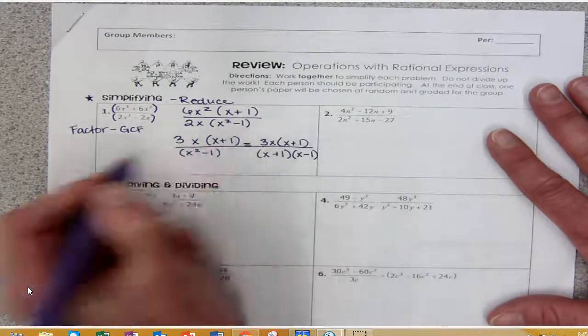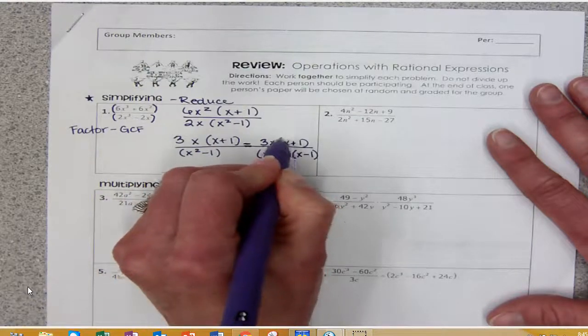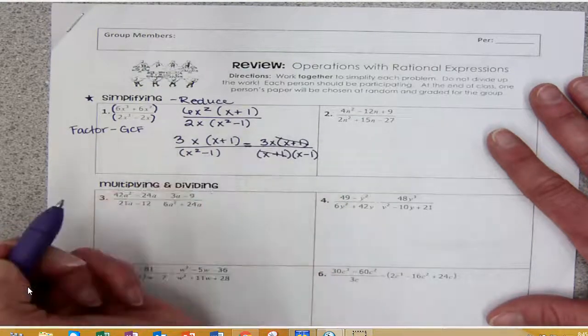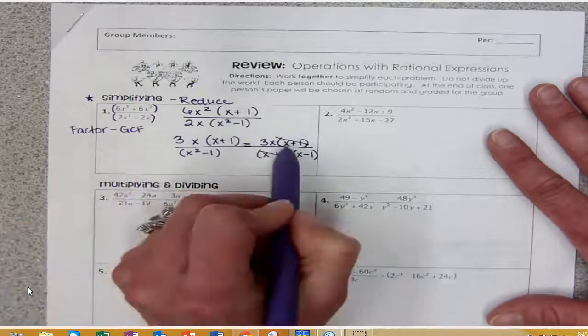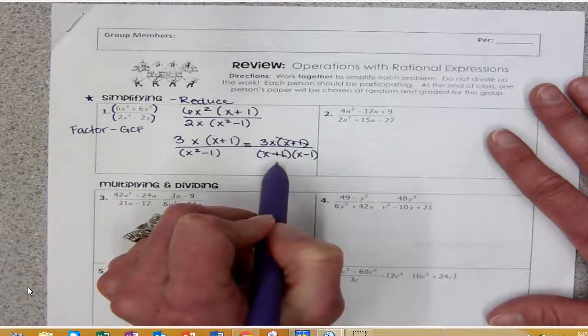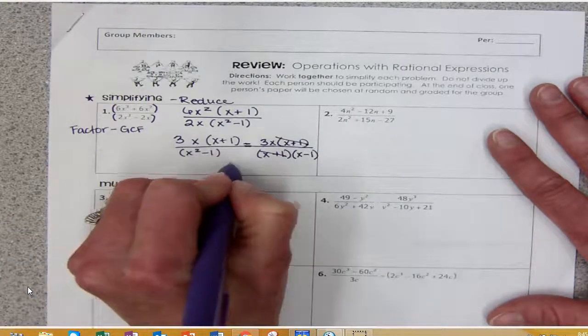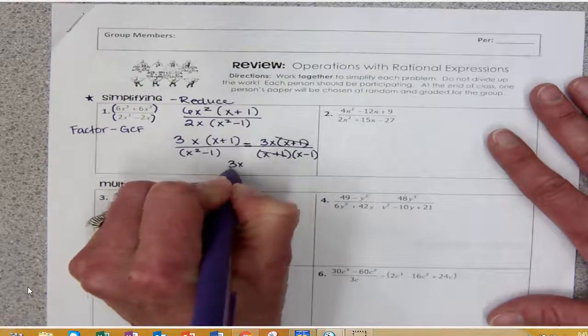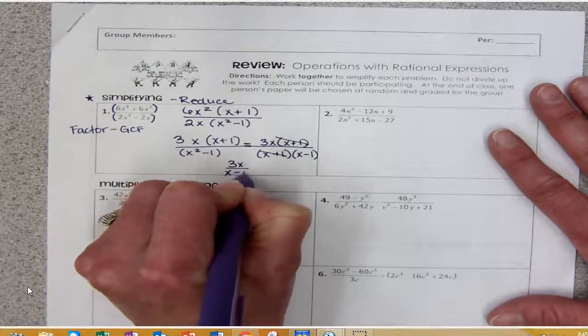So now that we've got this, we can cancel out the x plus 1s, because x plus 1 divided by x plus 1 is 1. That's why they cancel out. And I'm left with 3x over x minus 1.